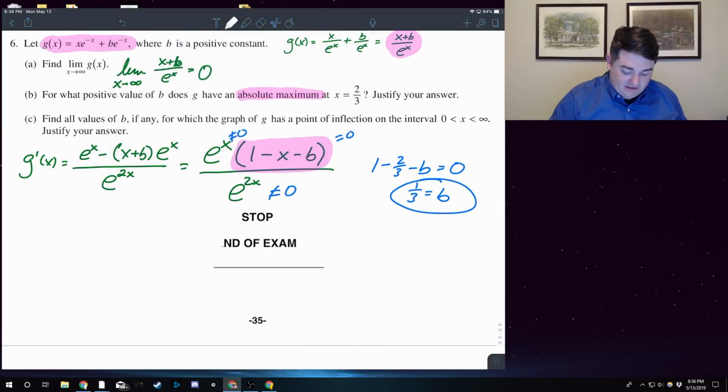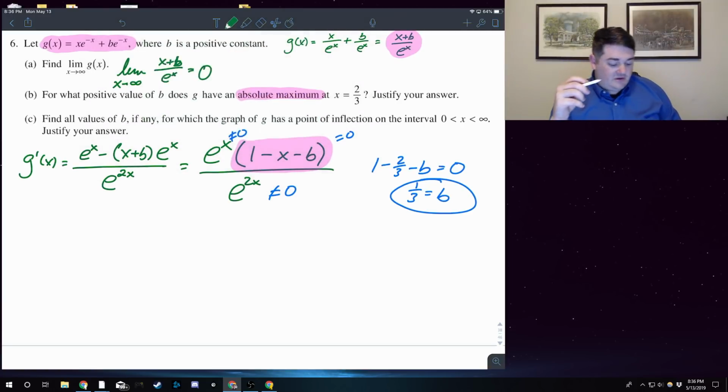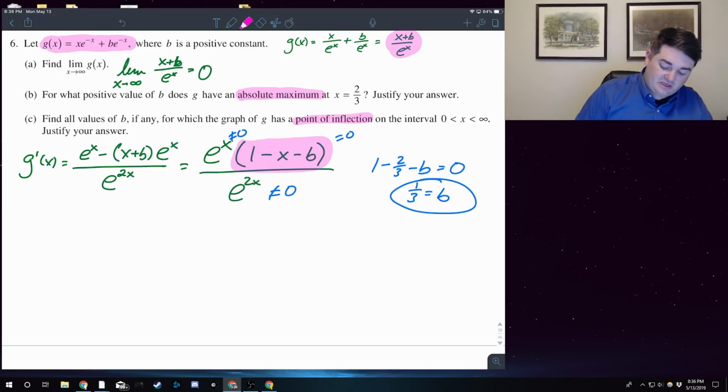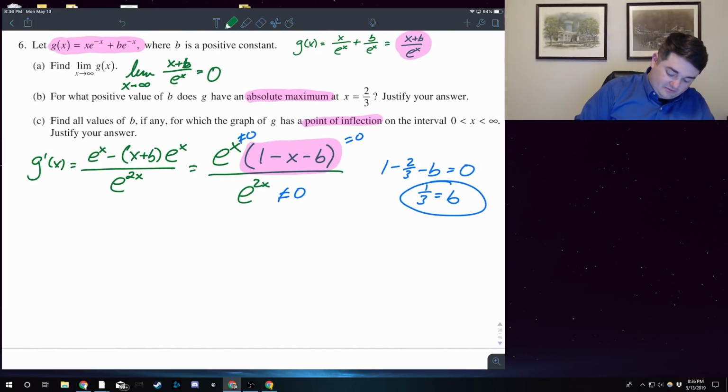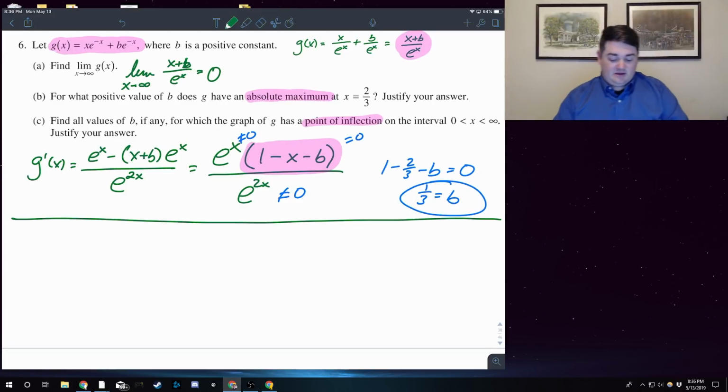C says, find all values of b for which the graph of g has a point of inflection on the interval from 0 to infinity. Justify your answer. So if we're looking for a point of inflection, we want g double prime to change signs. Let's think, how do I want to do this?